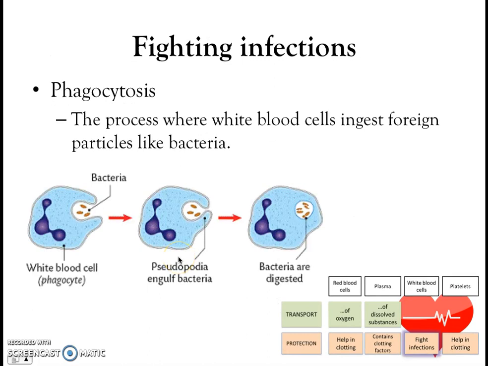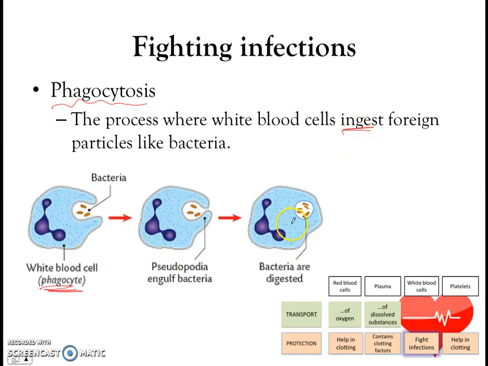We now move on to the function of blood in fighting infections. The function of fighting infections is carried out by the white blood cells, and it's part of the protective function of blood. Now, when we learned about white blood cells, we saw that there were 2 types of white blood cells. One is called the phagocyte, right? And the phagocytes help to fight infections by carrying out phagocytosis. This is the process where they ingest or engulf foreign particles like bacteria.